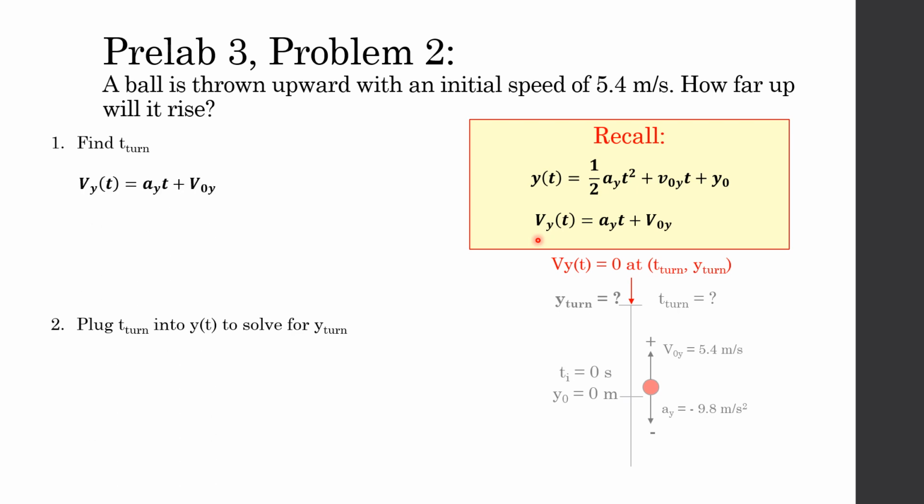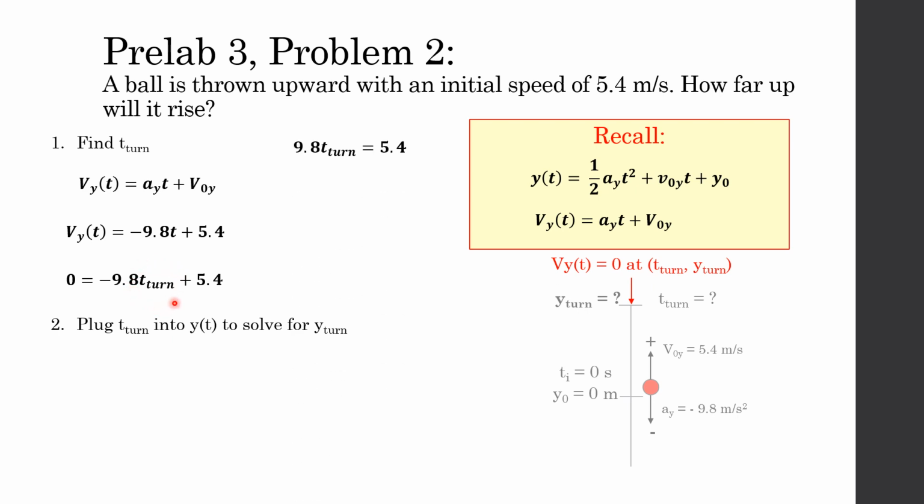Okay, so velocity equation, because we're solving for t turn first, we're going to plug in our values. As we established, acceleration negative 9.8 times t plus v0y, which is a positive 5.4. We're going to set that equal to 0, because up here at the top of the motion, velocity is equal to 0. And we're going to solve for t, which is specifically going to be t turn.